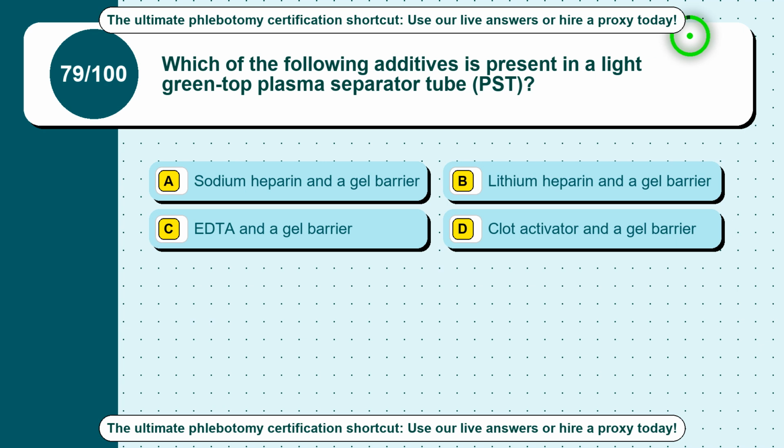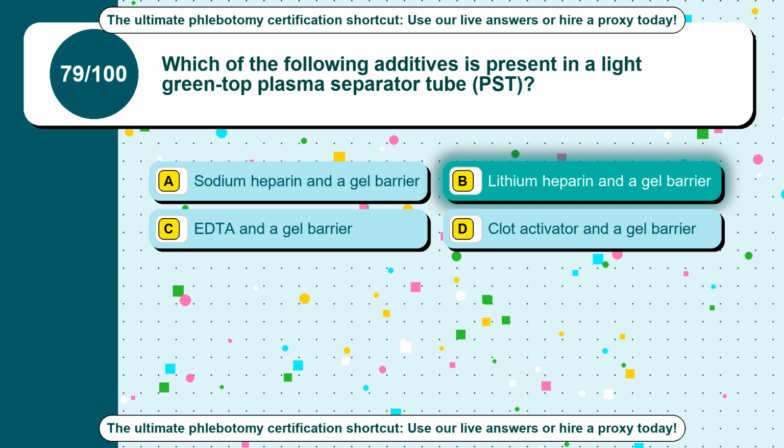Question 79. Which of the following additives is present in a light green top plasma separator tube, PST? Option A, sodium heparin and a gel barrier. Option B, lithium heparin and a gel barrier. Option C, EDTA and a gel barrier. Option D, clot activator and a gel barrier. The correct answer is option B, lithium heparin and a gel barrier.